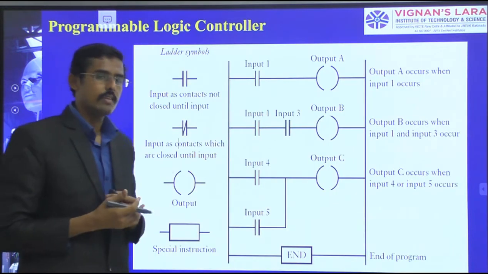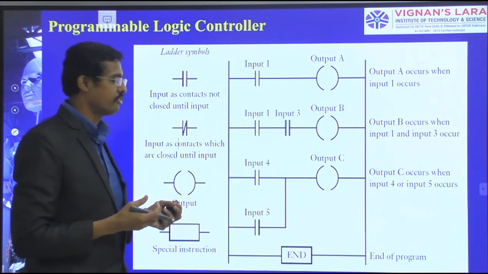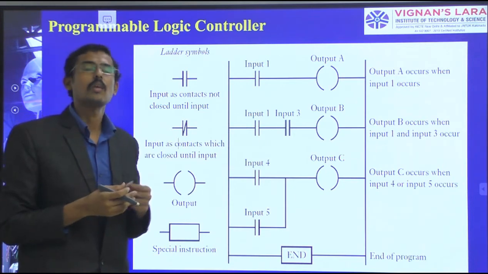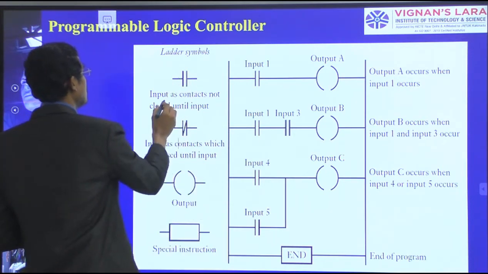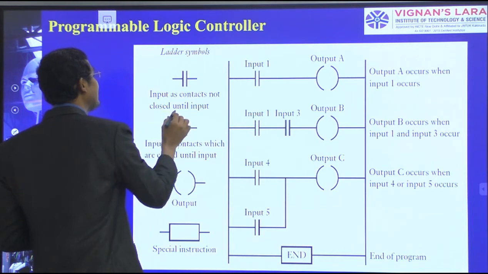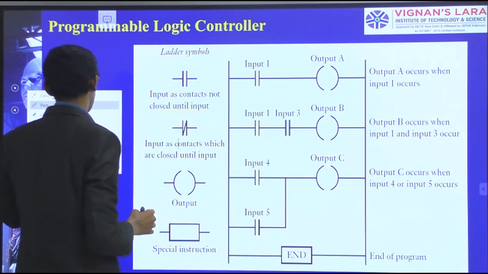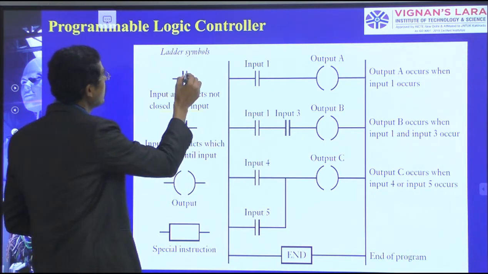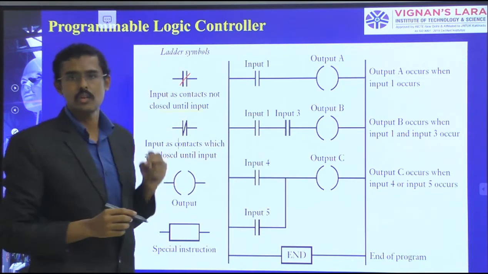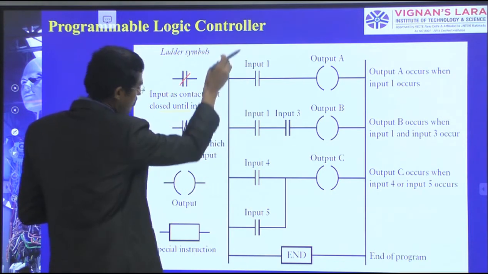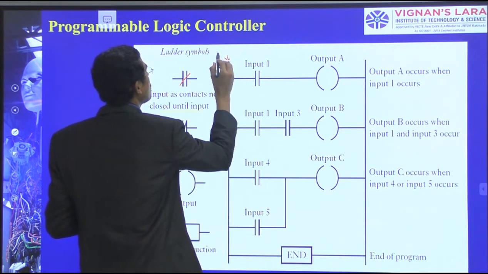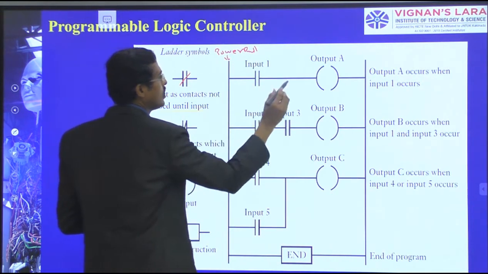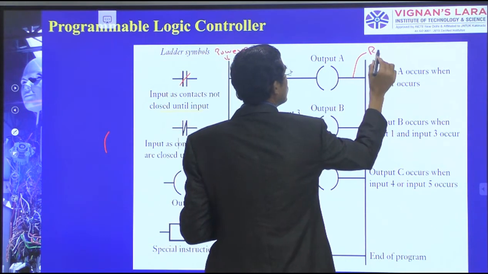Before going there, we want to understand a few points: how we are going to program the ladders and what they are. I am naming this an input as a contact, normally open until it is given an input connection. When we give the connection, it takes the power from the power rail. We have named this horizontal line a rung.